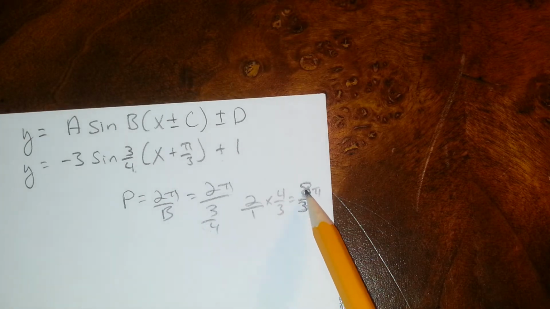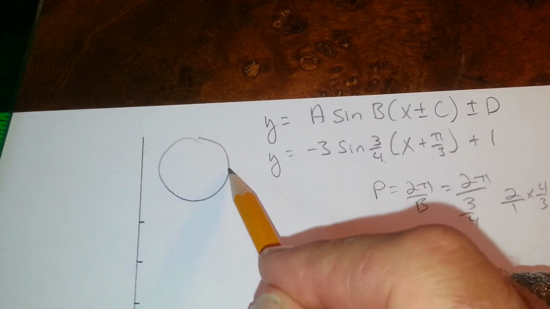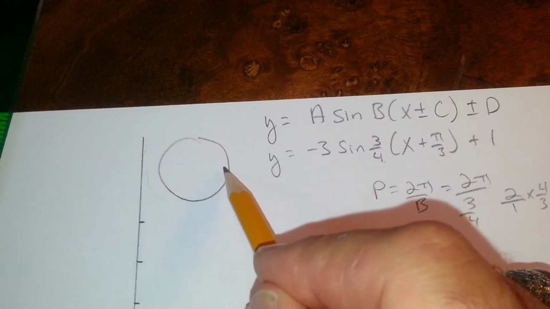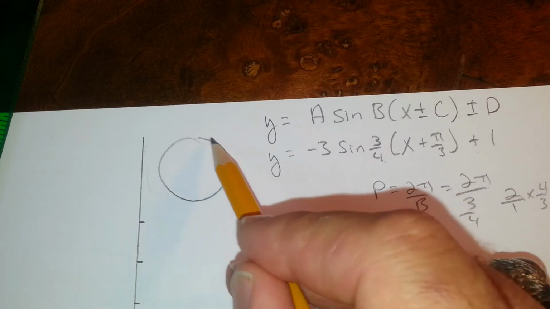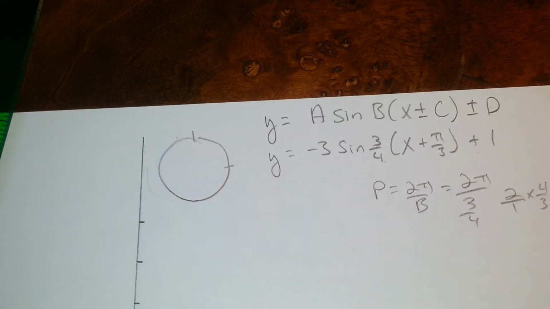Remember, 3 goes into 8 two times with a remainder of 2/3. So on our unit circle, we normally go through a full graph in 2 pi. But we're going to have to take another 120 degrees to complete this graph, another 2/3 pi.